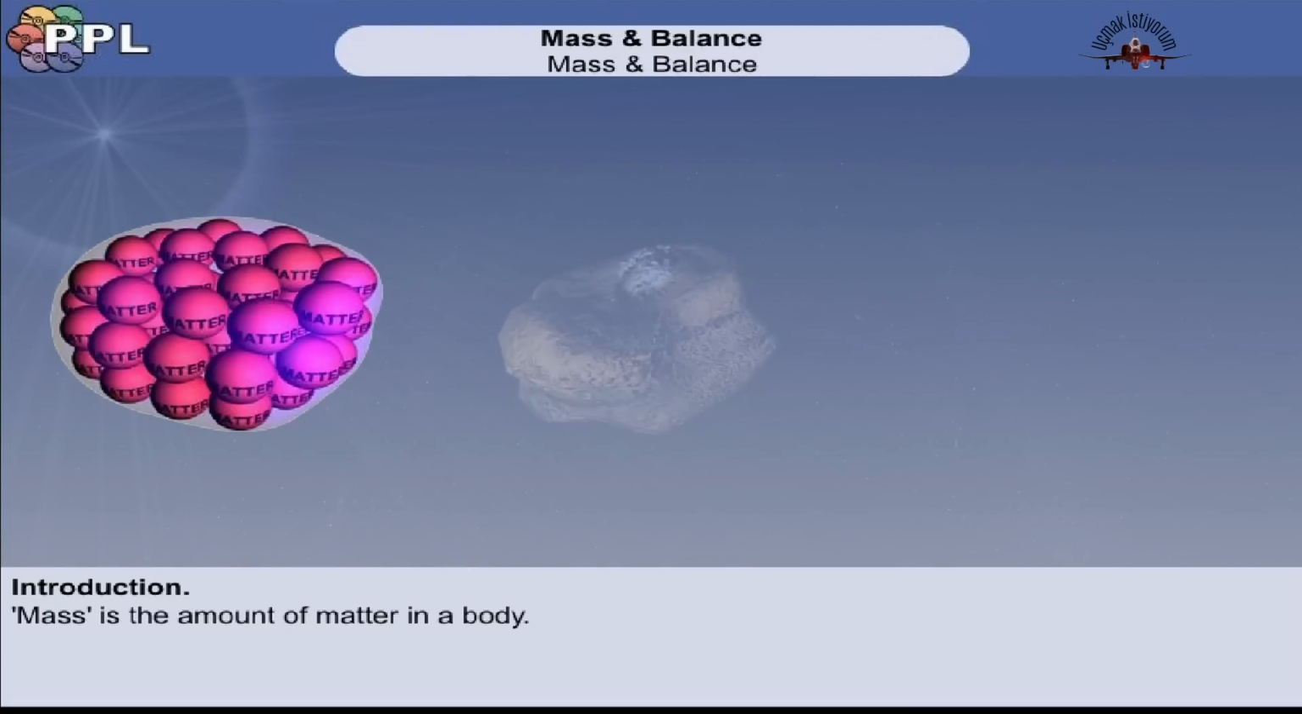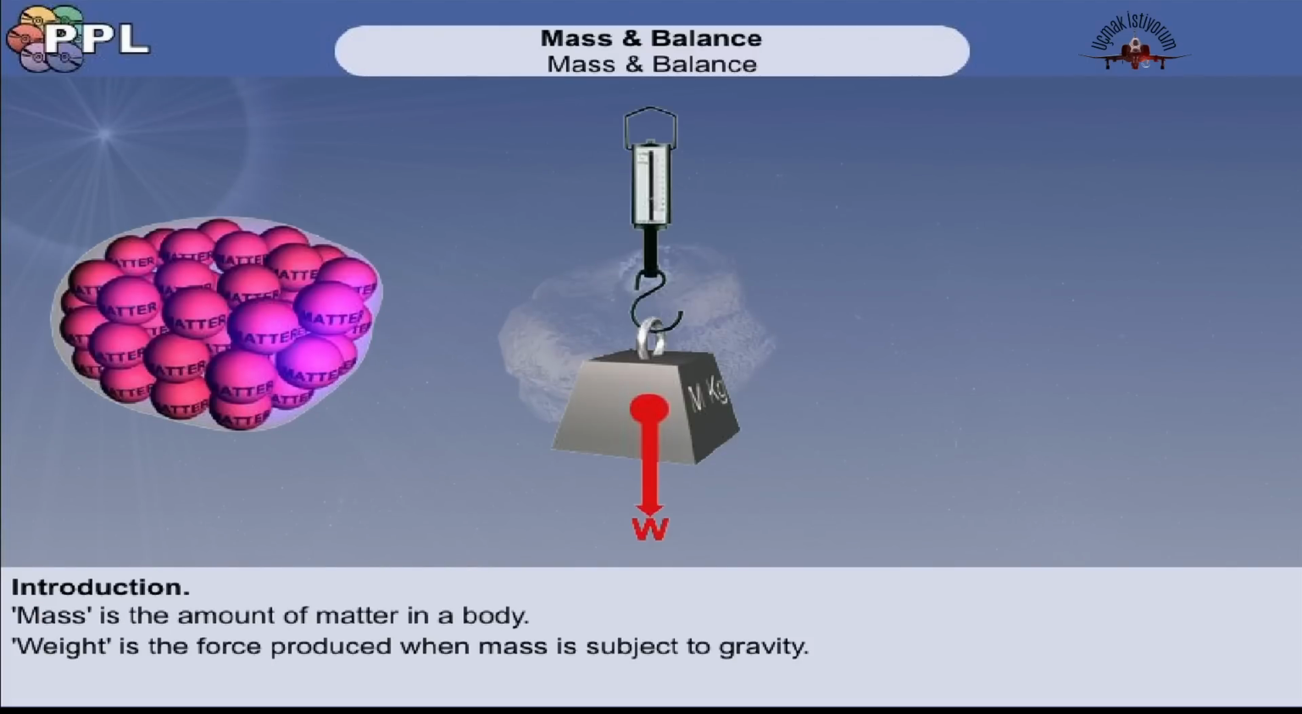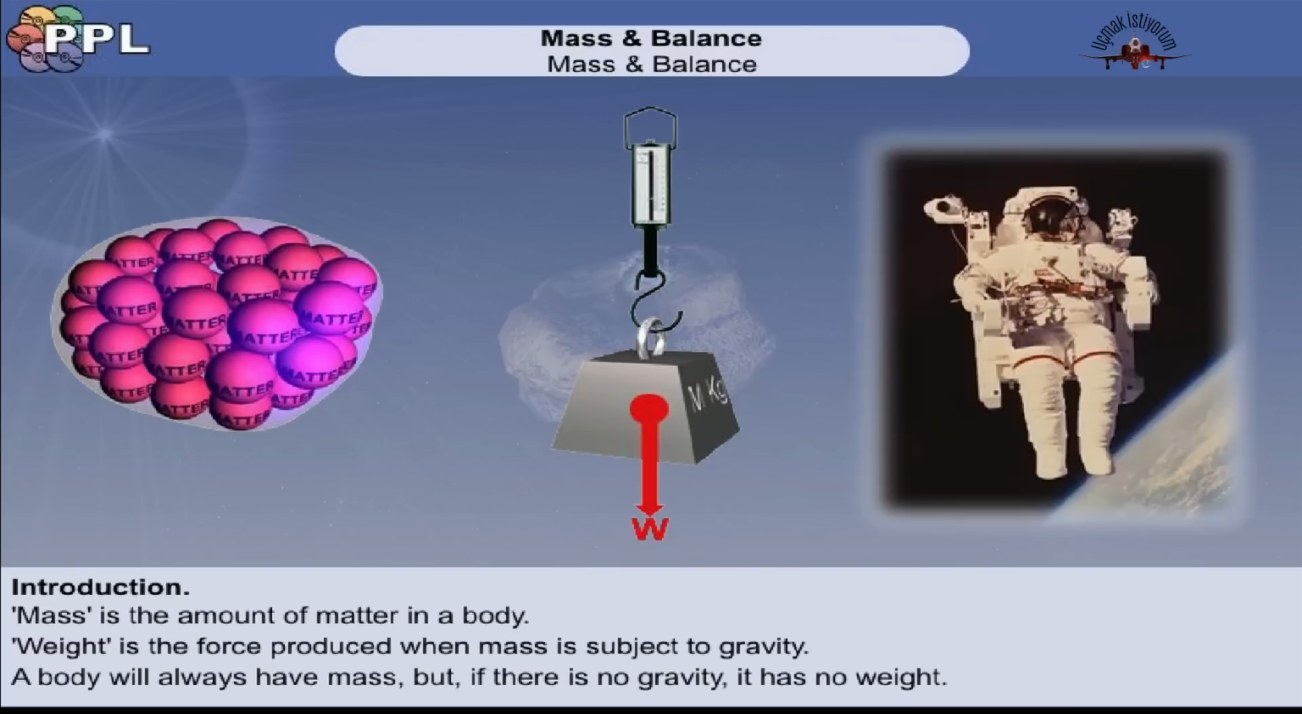Mass is the amount of matter in a body. Weight, on the other hand, is the force produced when mass is subject to gravity. A body will always have mass, but if there is no gravity, then it has no weight. For the purpose of this subject, the two terms are interchangeable.